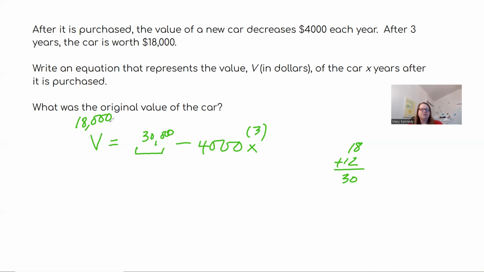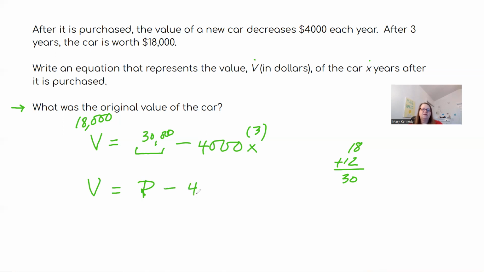So I guess I've answered the second question first. What was the original value? It was $30,000 originally. But in terms of writing an equation in terms of V and X, the original value is based on whatever the original was. So the original price, if you want P to equal the price at the beginning, when you purchased it.